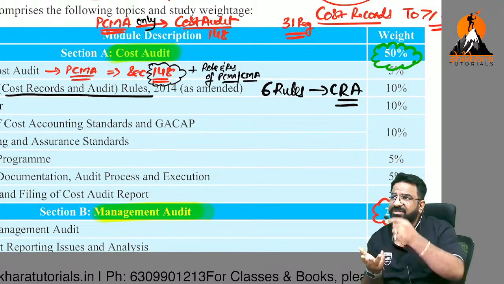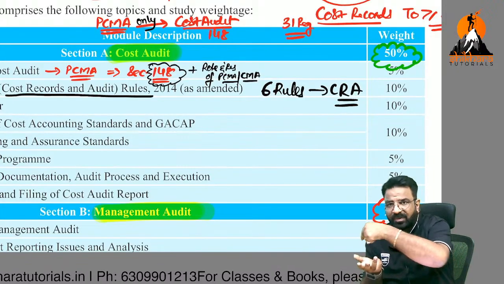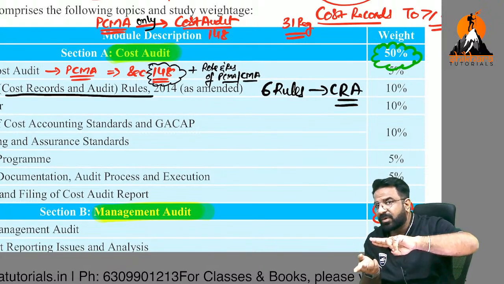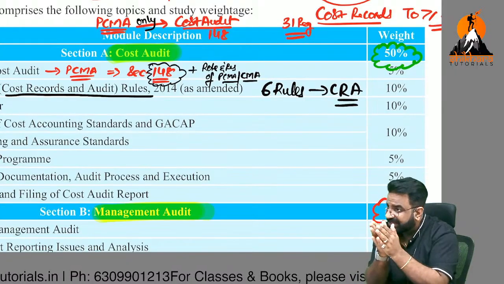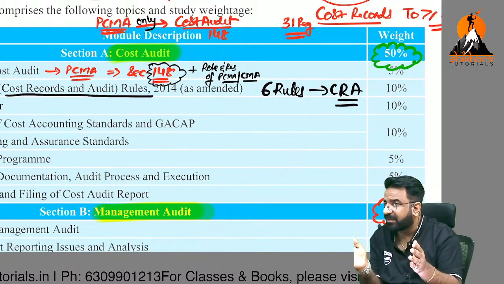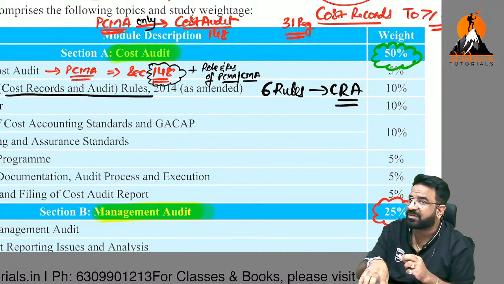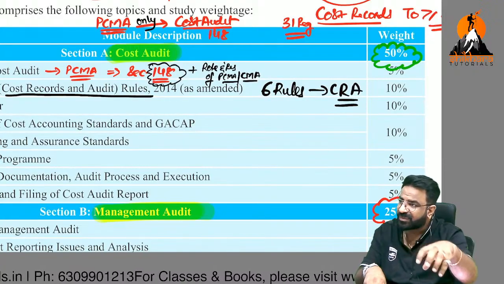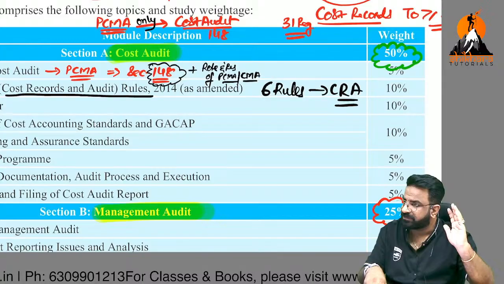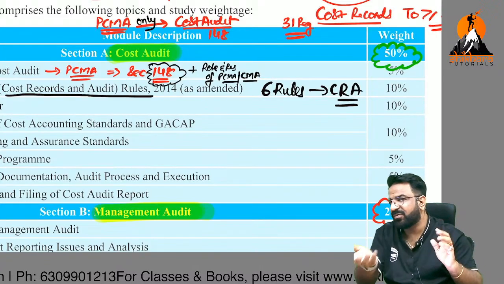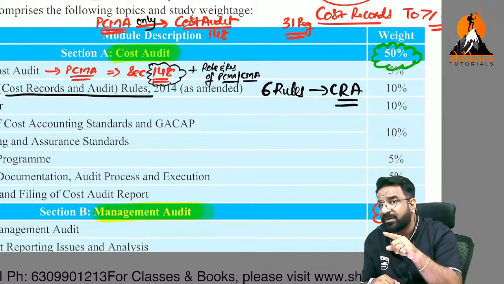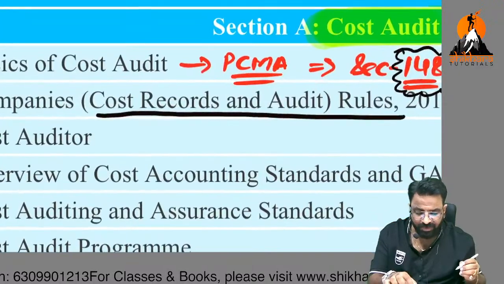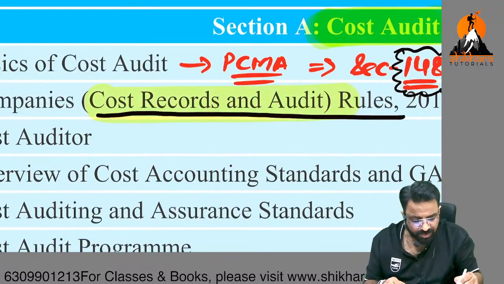Rule number 3 is cost records. Rule number 4 is cost audit. They are both separate. What do you mean by that? Just because you are maintaining cost records doesn't mean that cost audit is compulsory. For cost audit, there is a different turnover limit, but for cost records there is a different one. That is for cost records, not for cost audit. That's why, read the name of the rule: Cost Records and Audit Rules.